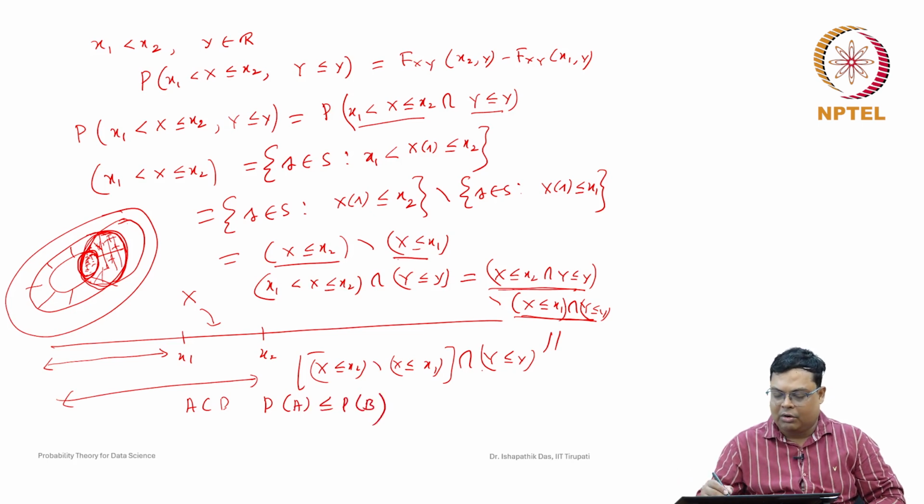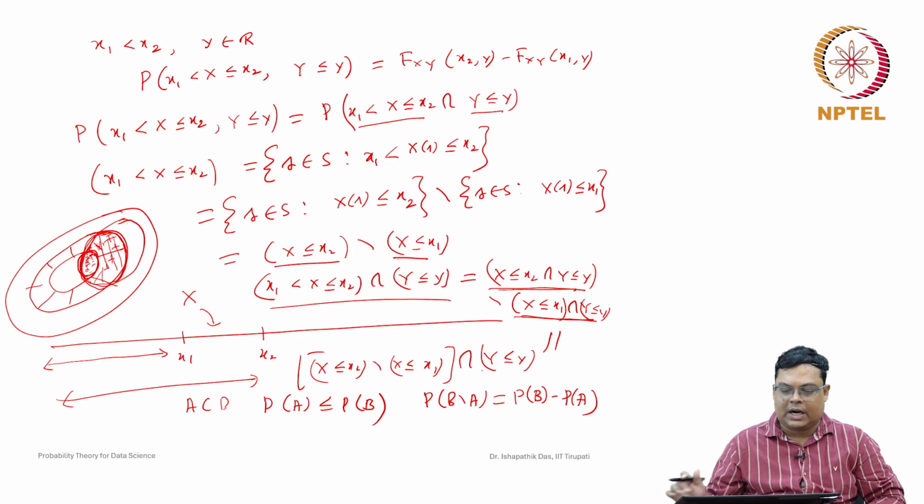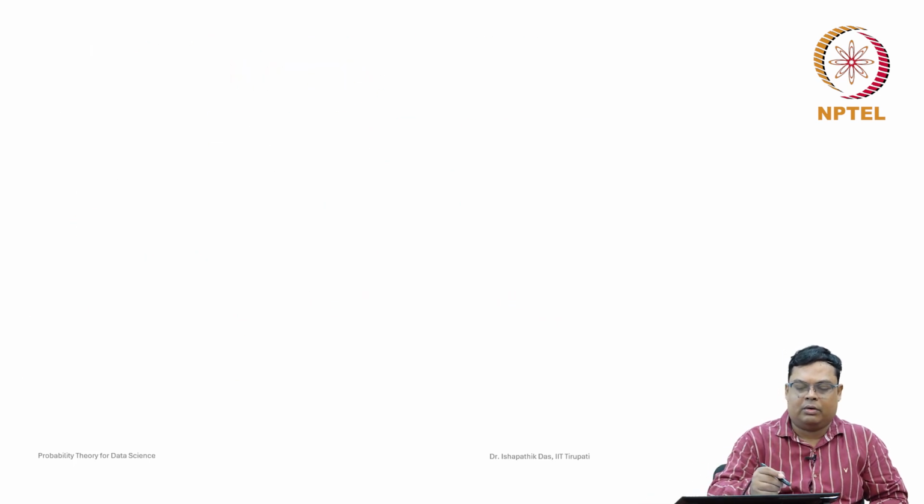And not only that, in theorem 1 we have proved that the probability of B minus A is nothing but the probability of B minus the probability of A. So, that we will apply here. So, now what did we get? Let us write down this probability. We started from here. So, then what will we get?